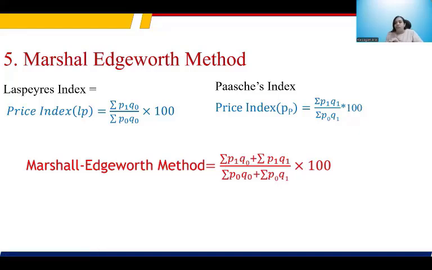But please be careful. Make sure the division is for the entire portion and not for the index alone. So you're going to combine the numerator divided by the denominator multiplied by 100. That's all you're going to do. The key is learning Laspeyres and Paasche index.